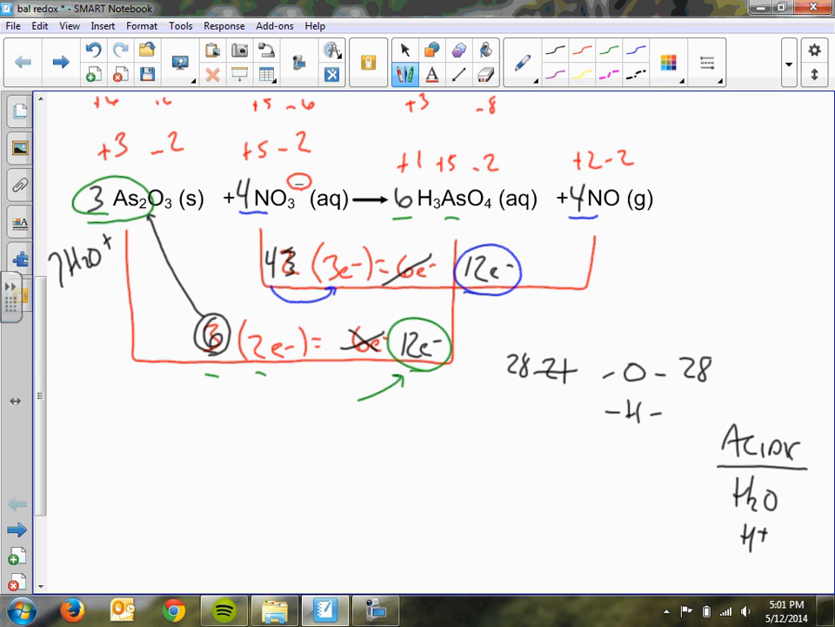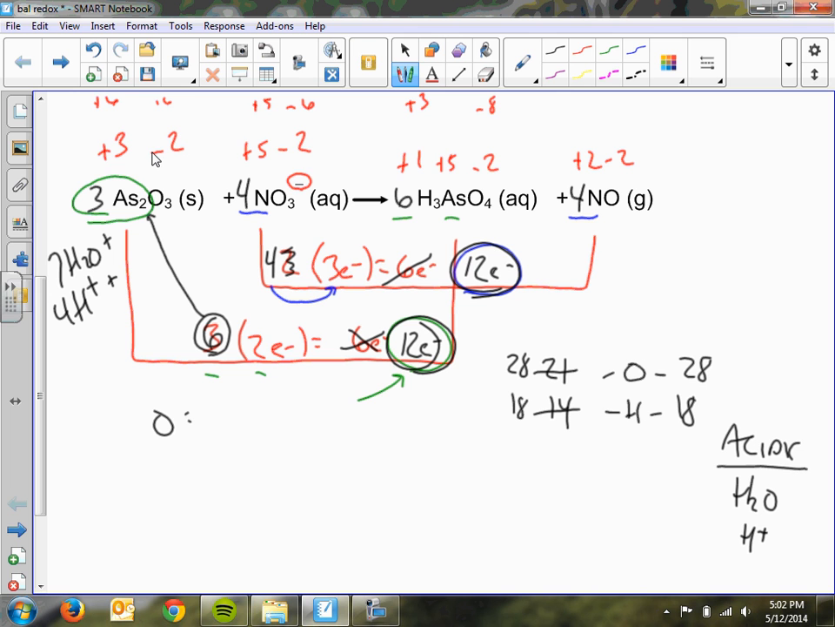If I now check my hydrogens, on the left I have 7 times 2 is 14. And on the right I have 6 times 3, which is 18. So it looks like I need to add 4 more H pluses on the left also to get that up to 18. Now my electrons are balanced at 12 apiece. 12 were lost, 12 were gained. Every other element is balanced as well.